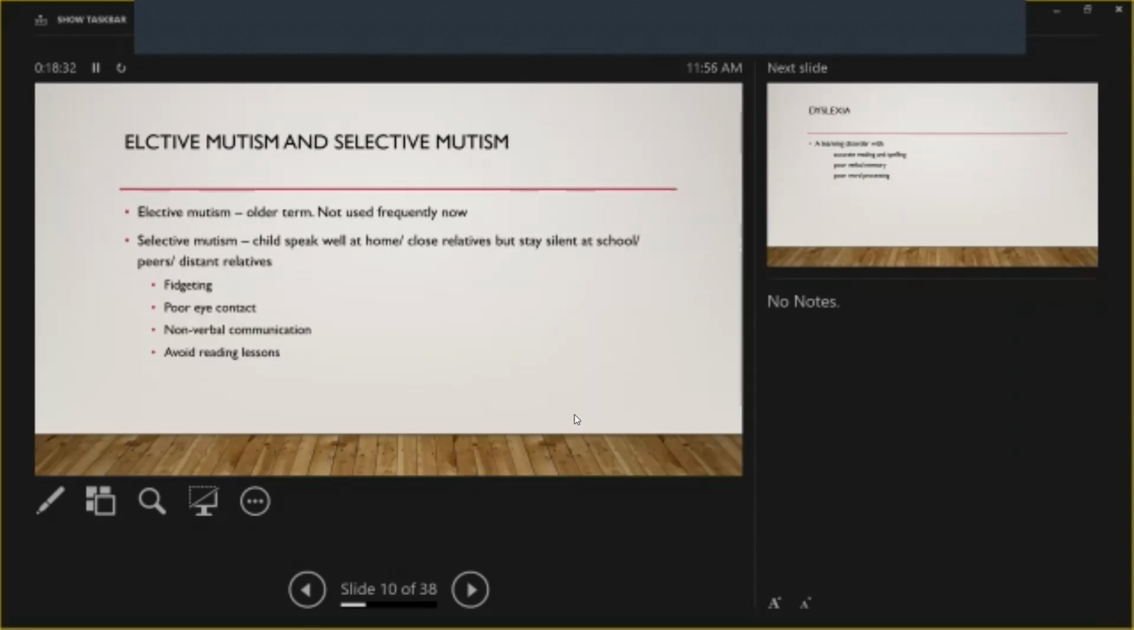Then elective mutism and selective mutism. Elective mutism is an old term. We don't use it anymore, right? Selective mutism is when the child can speak very well at home or with close relatives, but when they go to a new place, they get stuck. That is due to excitement or anxiety, right?